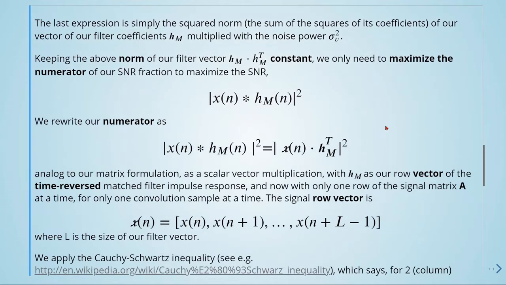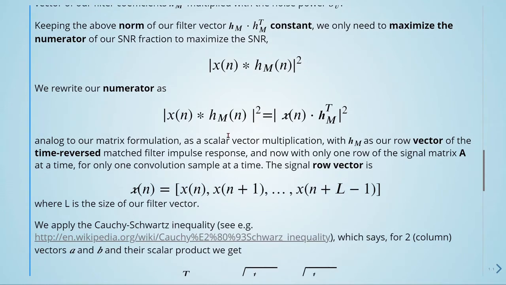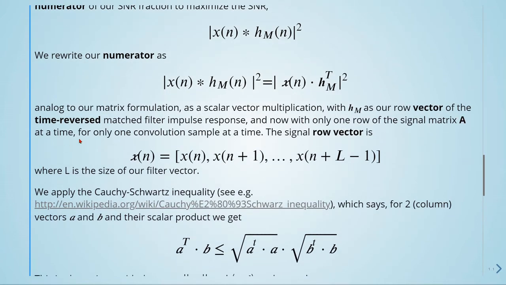And we rewrite our numerator from here to here, analogous to our matrix formulation, as a scalar vector multiplication with h of m as our row vector of the time reversed matched filter impulse response, and now with only one row of the signal matrix A at a time, for only one convolution sample at a time. So the signal row vector is given by this, where L is the size of our filter vector.